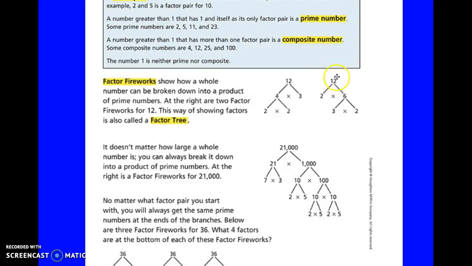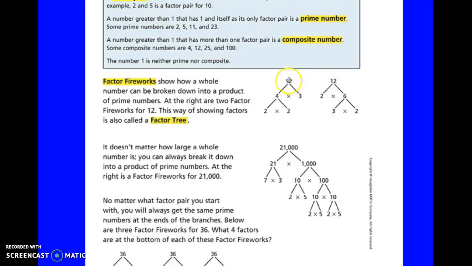Now what if I chose something different? What if I said 12? Again, I'm starting with 12 as my whole number, but I decided to divide 2 into it instead of 4 or 3. So I divide 2 in it, and I think, okay, well, 2 times 6 is 12. And 2, there's nothing else that goes into 2, so I leave that one. But 6, I get 3, and I get 2. And again, nothing divides into 3, and nothing divides into 2, because those are both prime numbers.